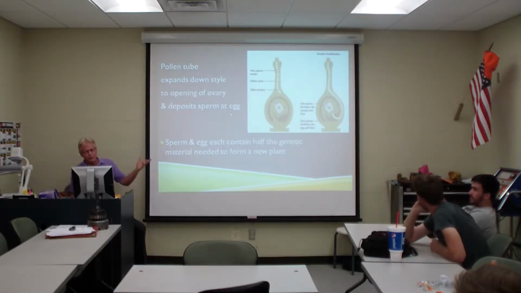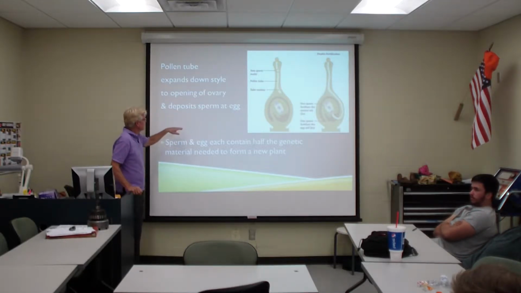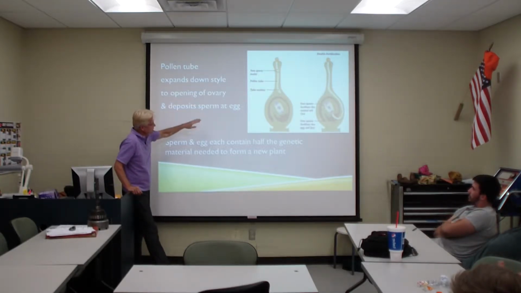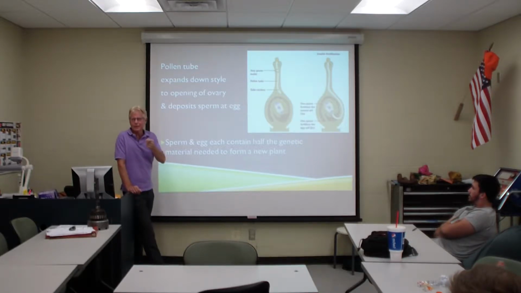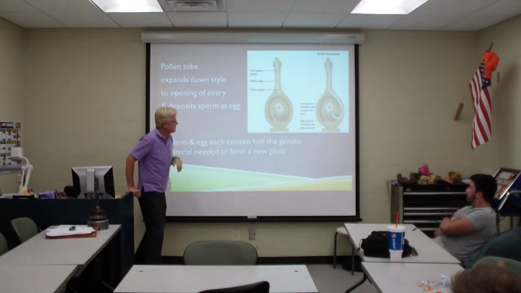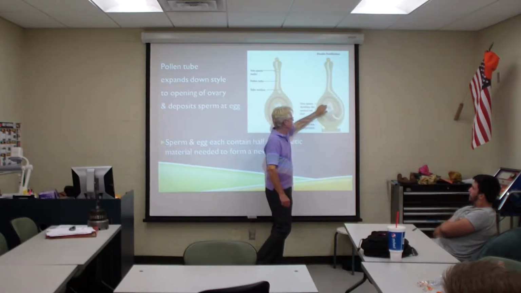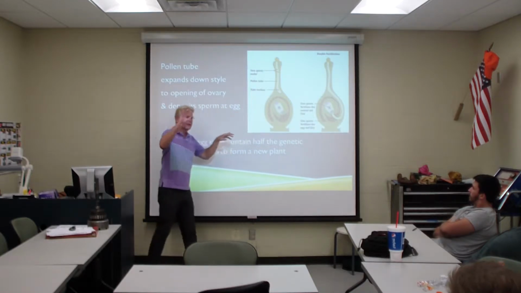All right. And after the pollen tube expands down the style to the opening of the ovary, it just deposits the sperm at the egg. And the sperm and egg each contain half the genetic material, right? Just like humans, male and female, half the chromosomes from husband and wife. Plants do the same thing. But there's something, like I mentioned, double fertilization. Things will happen here and up here. One becomes the seed, one becomes the fruit.